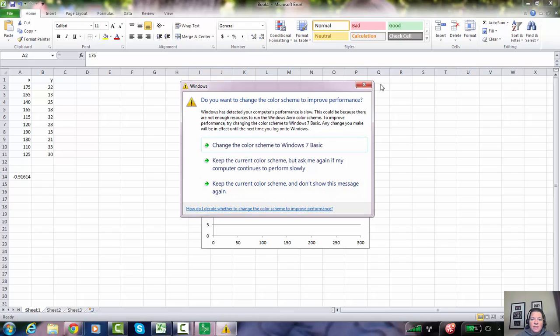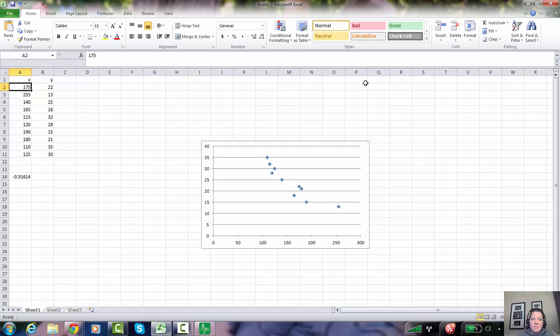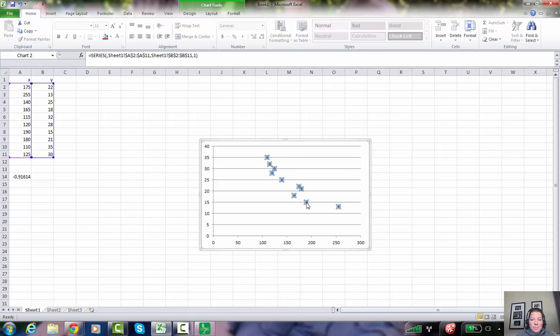Change the color scheme. I don't know why it would ask me that in the middle of my recording. So you could see your data points pretty easily, which one's which, see? And this is our scatter plot. Well, that does me a lot of good.